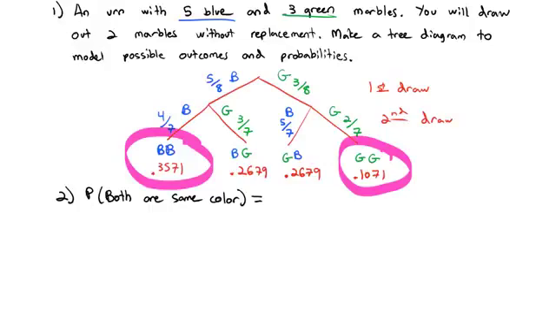And actually I should do this in red. 0.3571 plus 0.1071 will give me the probability that I get 2 of the same color of 0.4642.